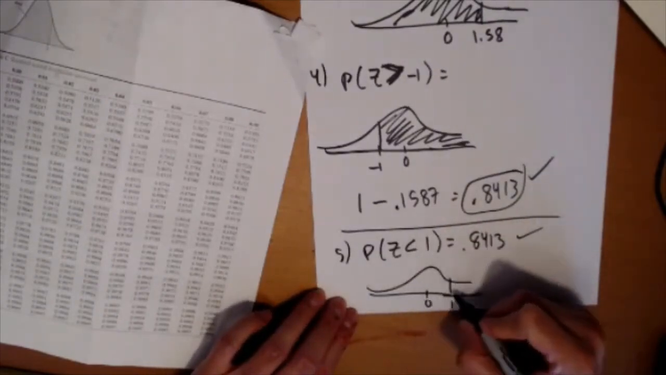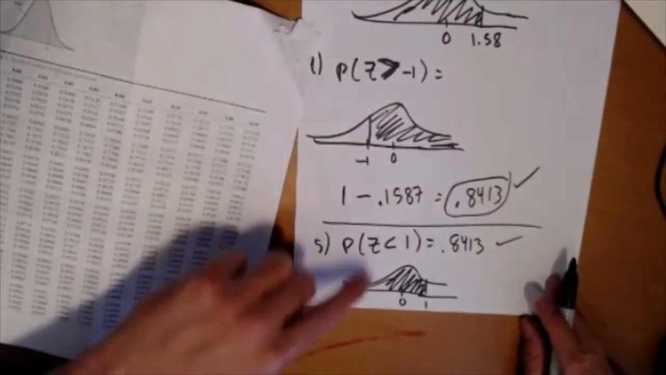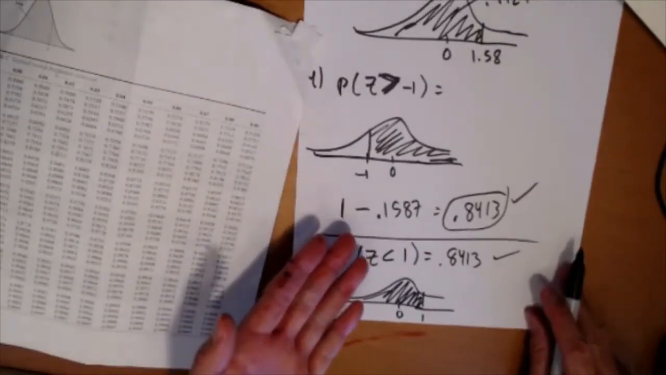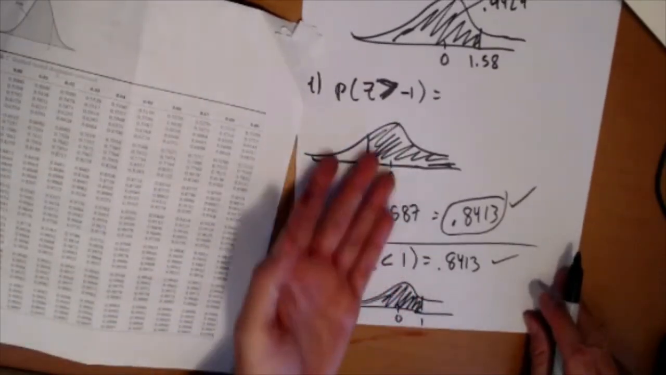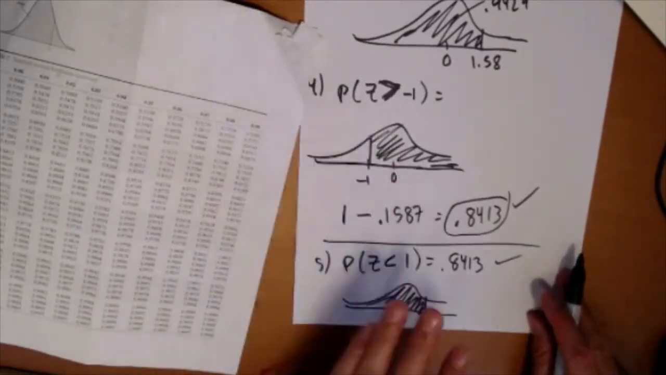There's 1 because 0 is in the center. So you see how these two pictures look very similar. Imagine if you got a spatula and flipped it over. That's why their areas are the same. They look identical if you flip this guy over.